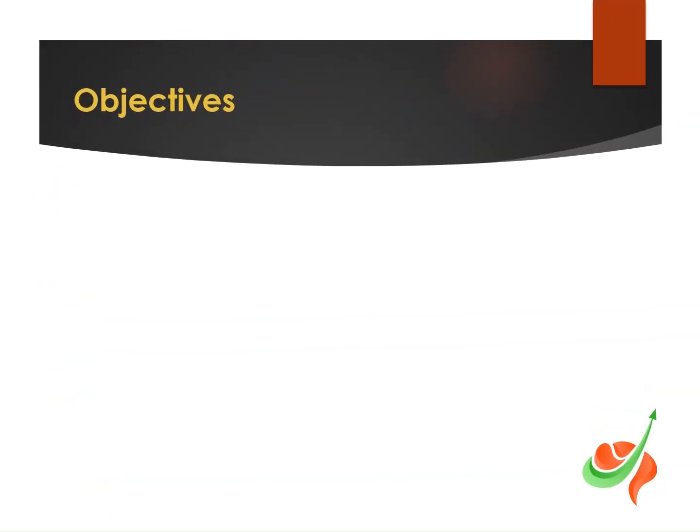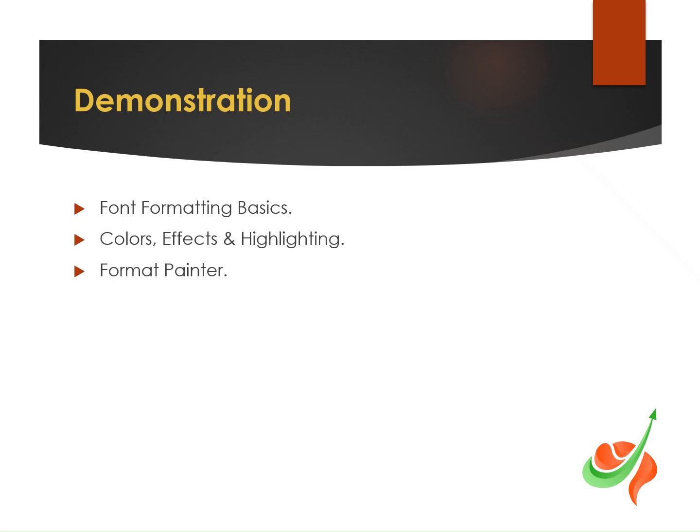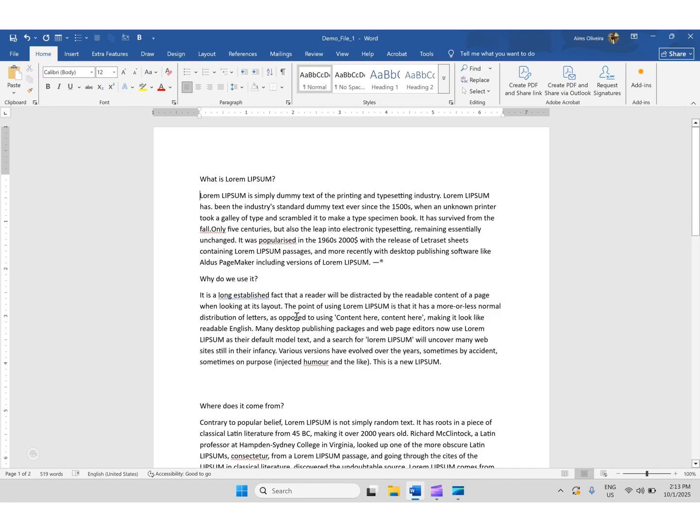By the end of this session, you'll be able to apply font formatting, use the text colors and effects, highlight important text, and use Format Painter to copy styles quickly. Alright, now it's time for a demonstration. In this demonstration, we're going to show how to use the font formatting commands, how to use the colors, effects, and highlighting commands, and how to use the Format Painter command. Let's start with font formatting basics.